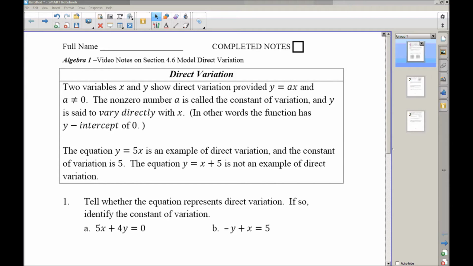Hello again. Welcome to another lesson in Algebra 1. Today we are covering section 4.6, Model Direct Variation. Okay, so we're skipping a warm-up today.